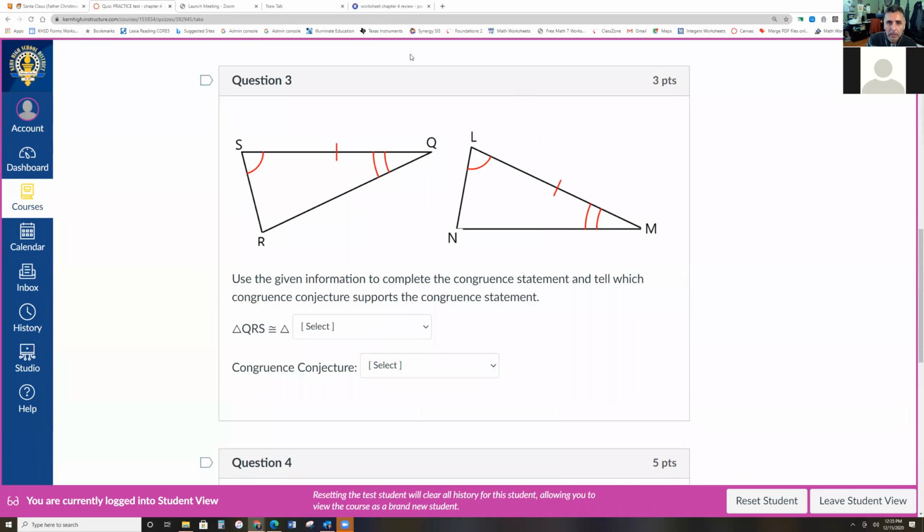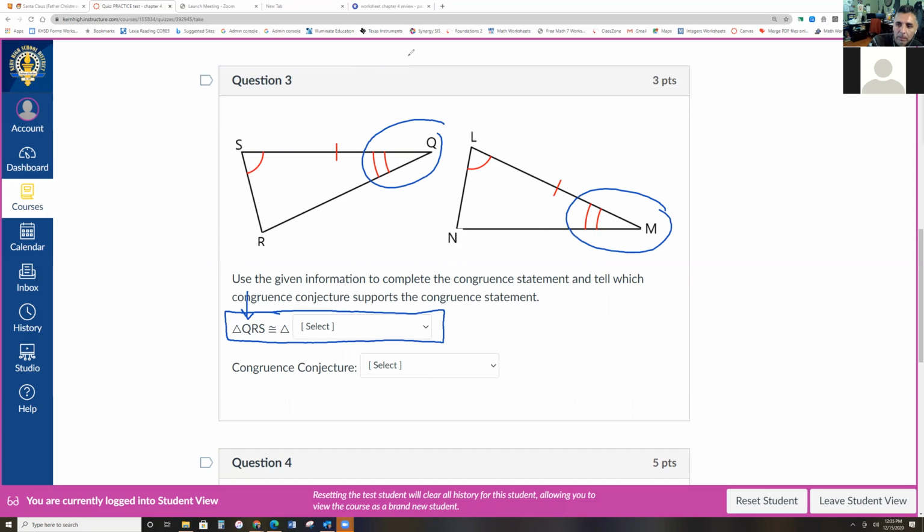And then this one, the first thing we have to do is complete the congruent statement. It's a drop-down menu, so it's kind of like multiple choice. You can click on this down arrow and then some choices come up. I suggest you find it first and then choose it. What I mean by that, if you look at triangle QRS, let's take a look at the Q. That angle has 2 marks, so M is going to match up with that.